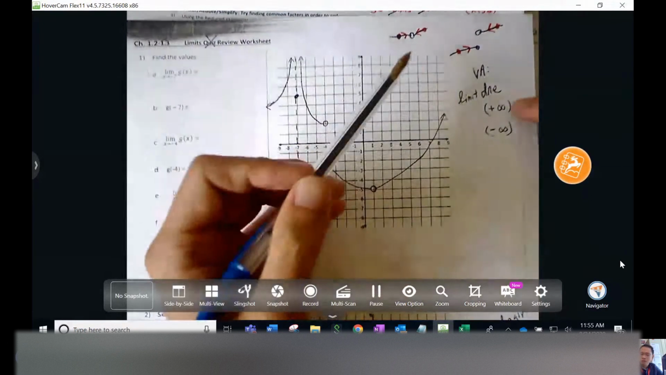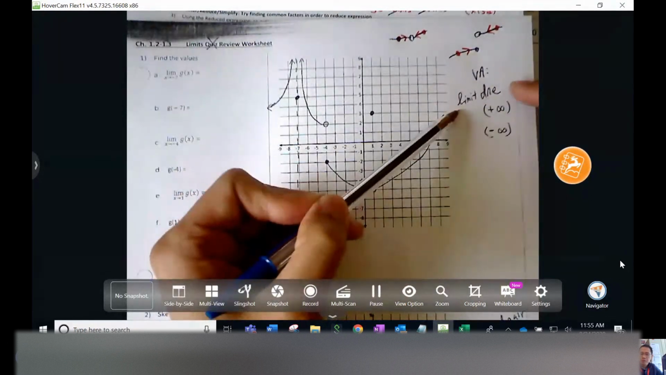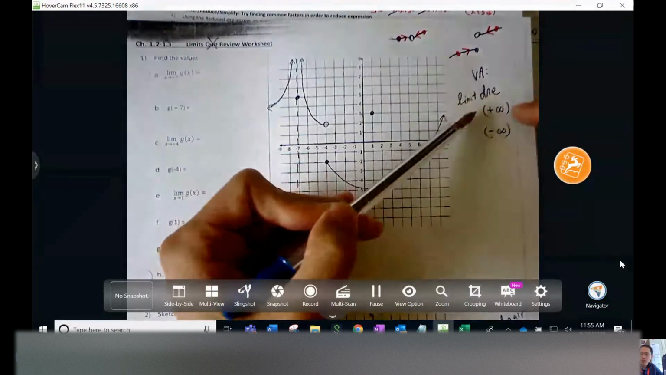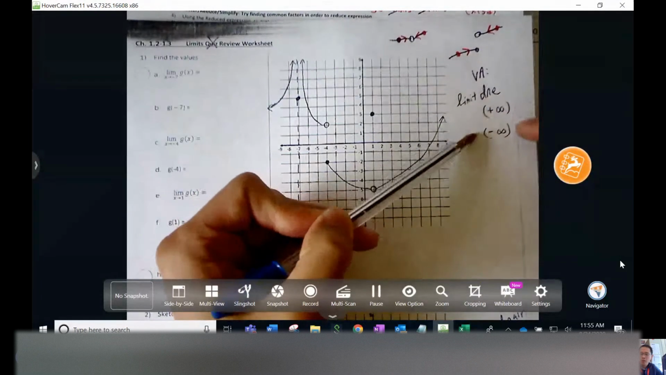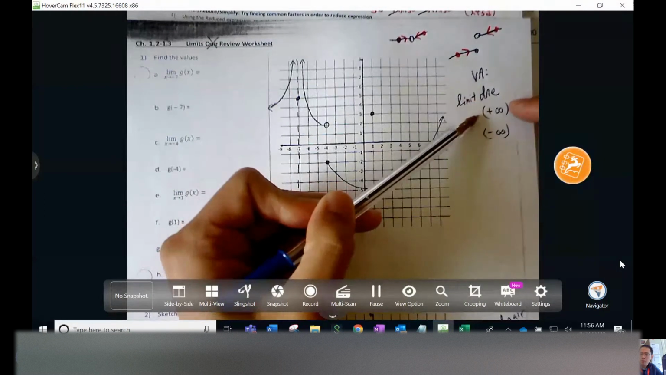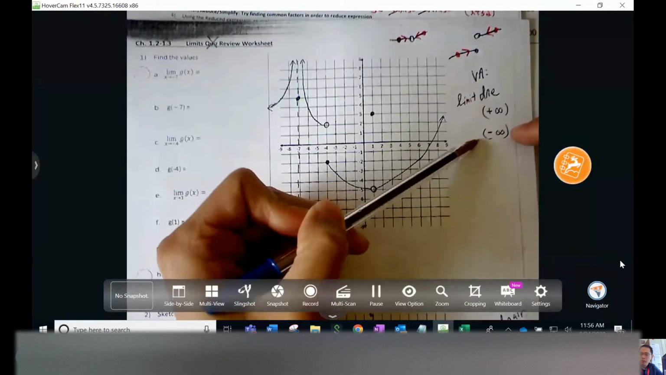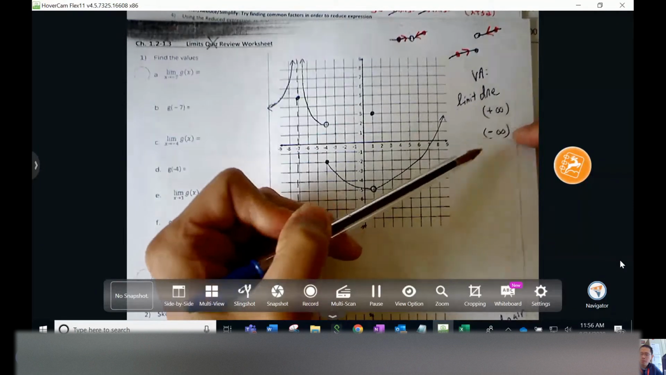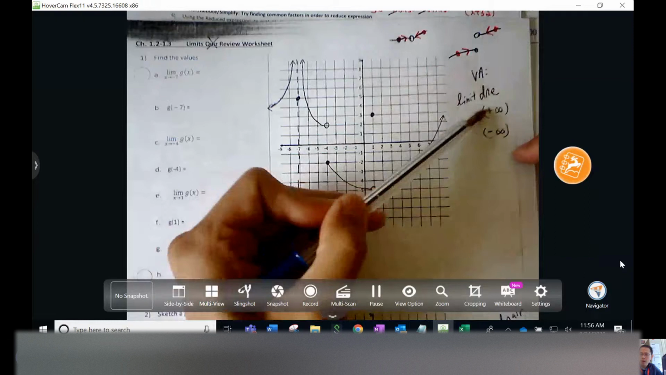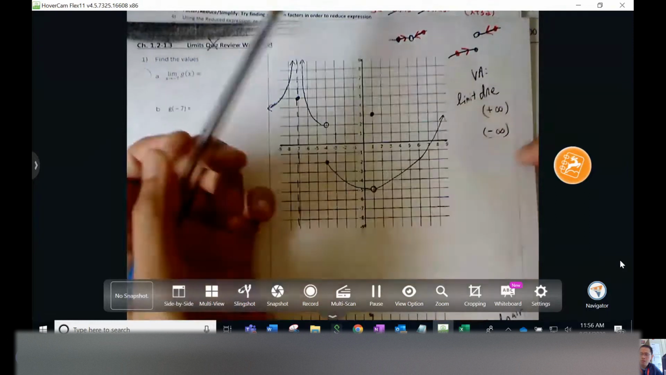Another place where the limit doesn't exist will be vertical asymptotes. So when you see a vertical asymptote, you're going to say limit doesn't exist, but then you're going to try to provide a subcategory if you can. If the arrows are pointing in the same direction, then you would say limit doesn't exist, and then either positive infinity if both are going up, or negative infinity if both are going down. But if one's going up, the other's going down, then there's no subcategory. You just say limit doesn't exist.